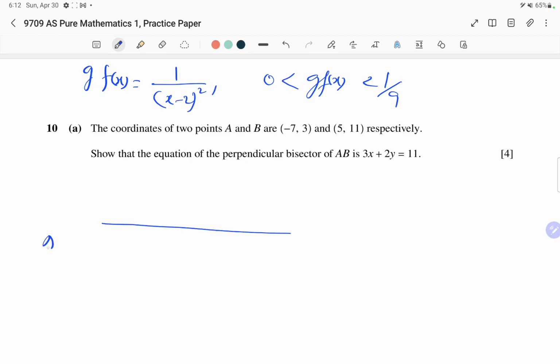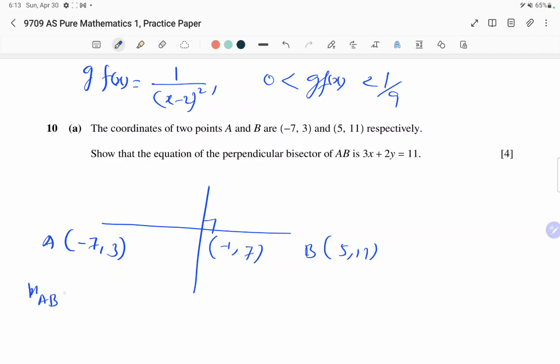So this is A, (-7, 3). This is B, (5, 11). The perpendicular bisector will go through the middle point, so we need to find the midpoint. -7 plus 5 is -2, over 2, which is -1. And 3 plus 11 is 14, over 2, that is 7.